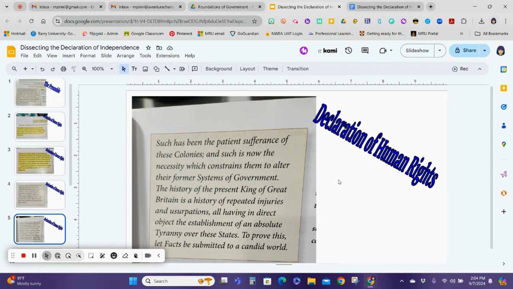Such has been the patient sufferance of these colonies, and such is now the necessity which constrains them to alter their former systems of government. The history of the present King of Britain is a history of repeated injuries and usurpations, all having in direct object the establishment of an absolute tyranny over these states. To prove this, let facts be submitted to a candid world.